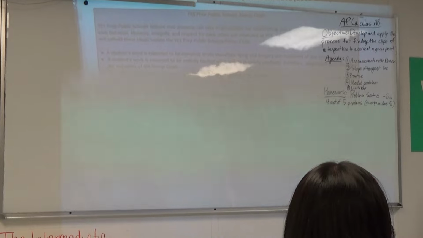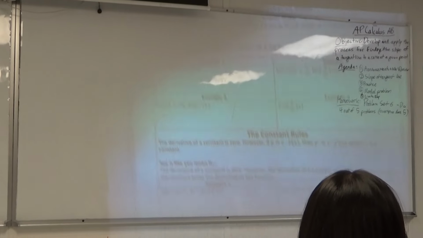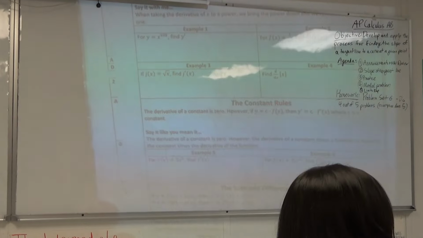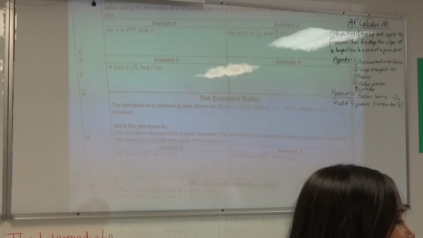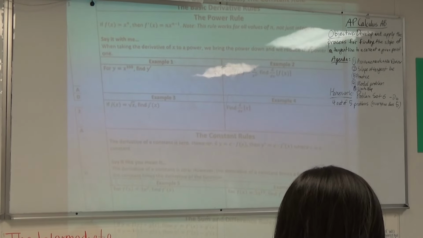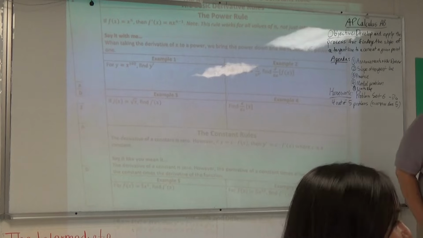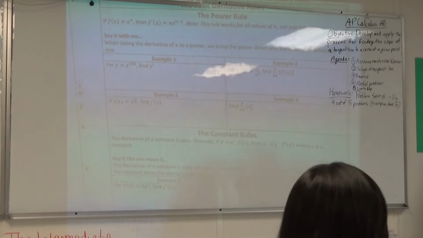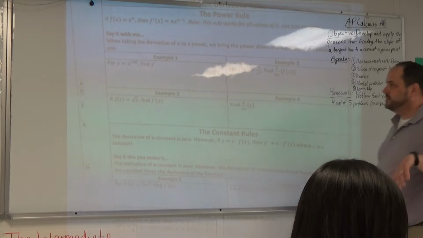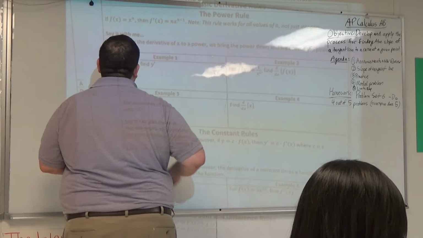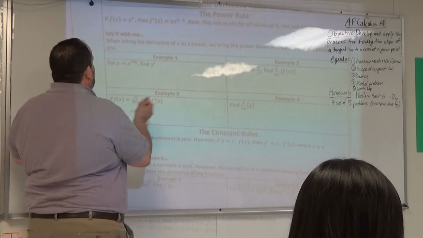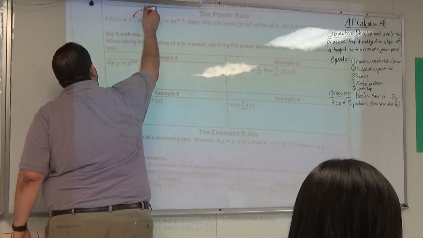All right, so I have delayed the shortcuts for as long as I can. Here they are. And I'm going to ask you to get up on your feet for a couple of these. The first one is called the power rule. Let me tell you what the power rule says. It says if f of x equals x to the n is your exponent, right?